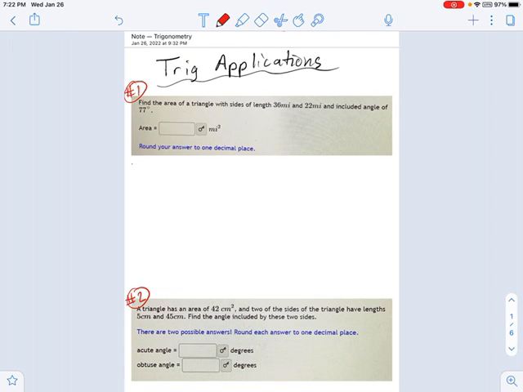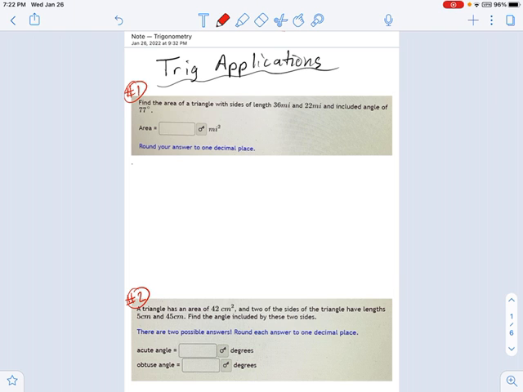Okay, we're going to go over two problems here asking us for the area of an oblique triangle. This is a triangle that is not a right angle triangle. So your old formulas for the area of a triangle that you learned in middle school will probably not work here. We're going to have to use the new formula we went over in class.